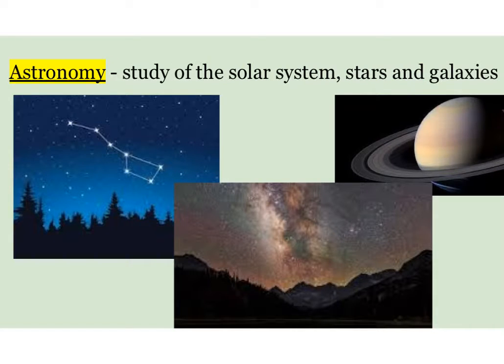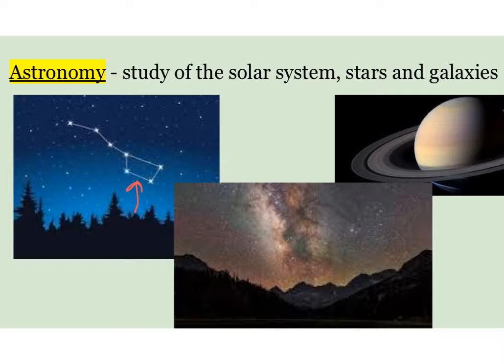When we talk about outer space, we're actually talking about astronomy. So astronomy is the study of the solar system, stars, galaxies, anything that is outside of the Earth, right? Do you know what these pictures are showing you? This one on the left is a constellation. This is the constellation Ursa Major, or we call it sometimes the Big Dipper.